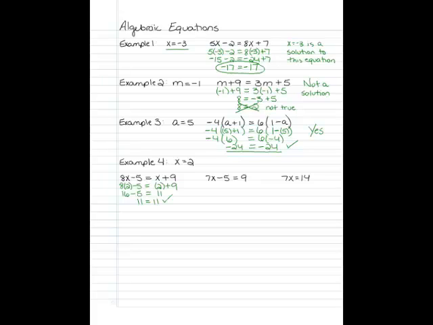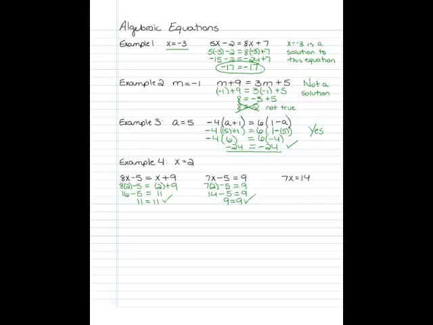Moving on to the next equation, same thing. Replace all of the x's with 2. We wind up with 7 times 2 minus 5 equals 9. 7 times 2 is 14. Minus 5 equals 9. 14 minus 5 is 9. 9 equals 9 is a true statement, so that solution works there as well.